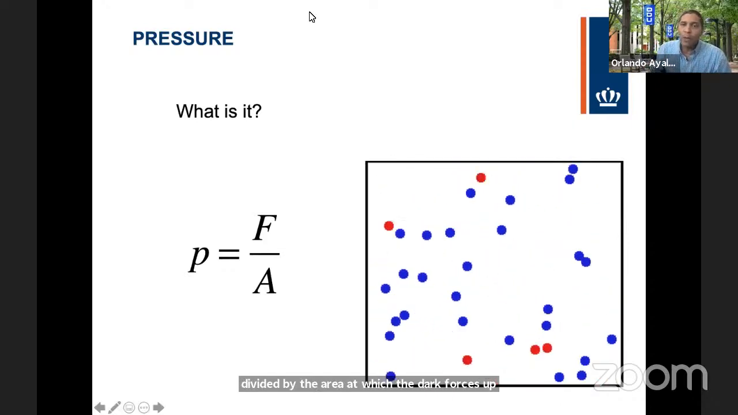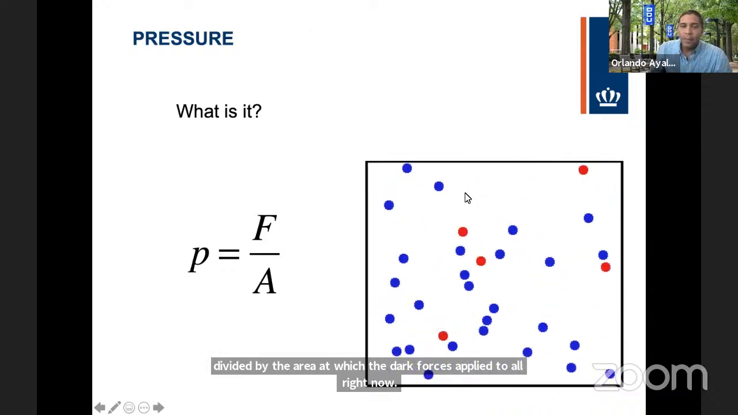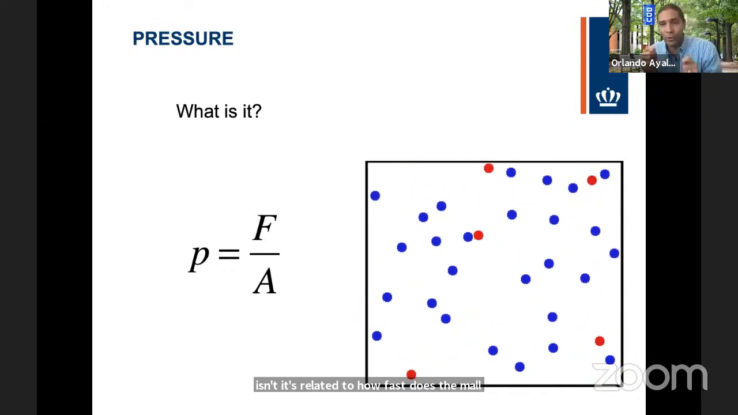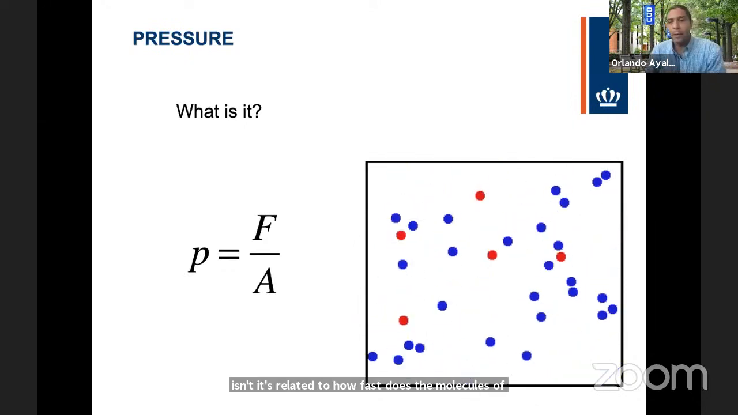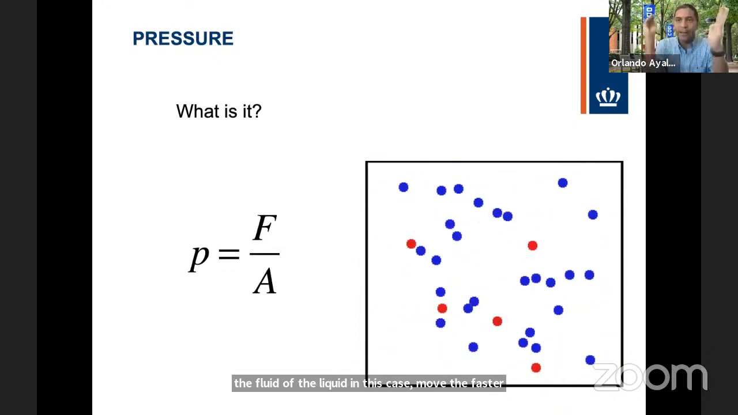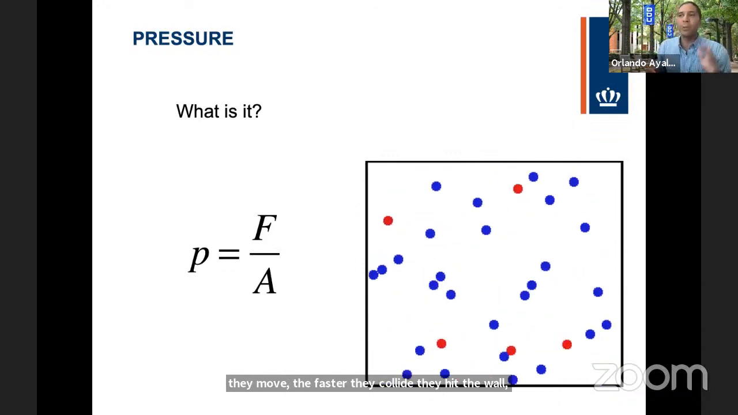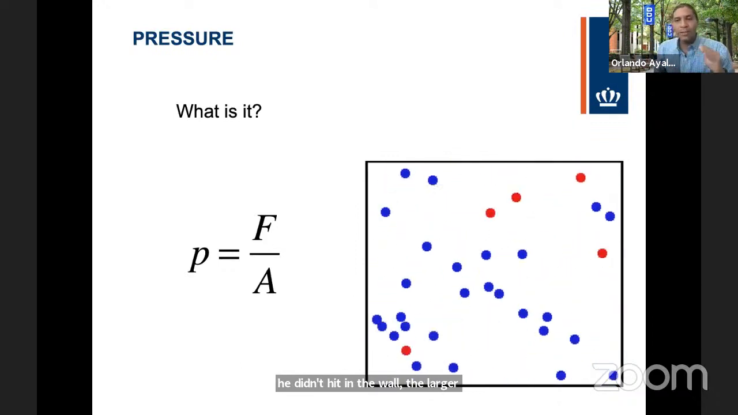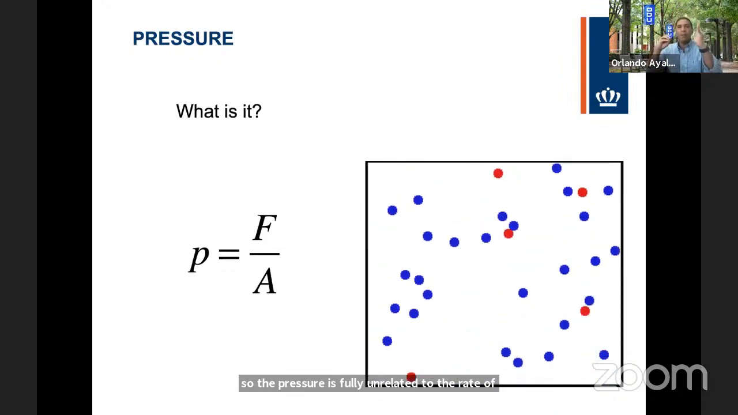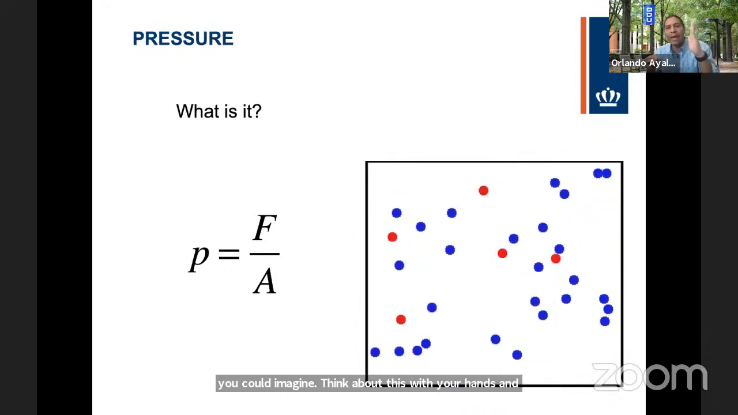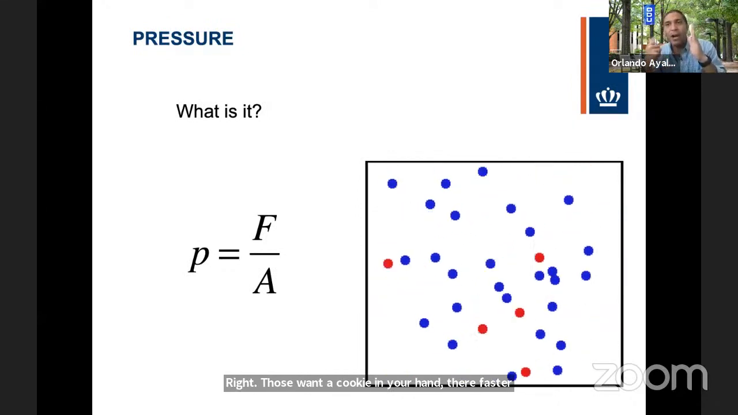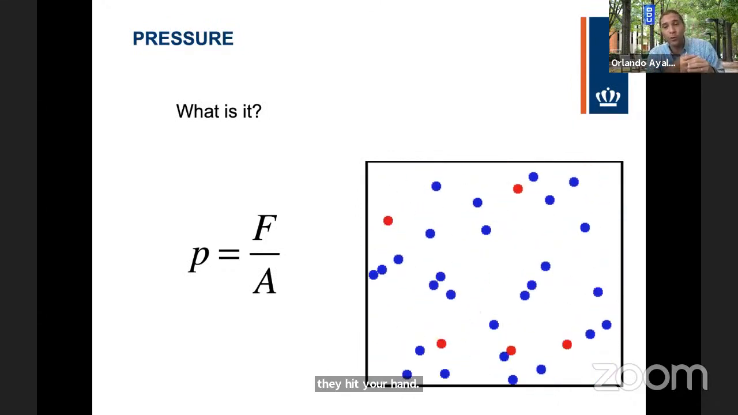Now, very quickly, the value of pressure is related to how fast the molecules of the fluid, of the liquid in this case, move. The faster they move, the faster they collide, they hit the wall, and the larger the pressure. So the pressure is fully related to the rate of collision, how fast those molecules collide. And as you could imagine, put your hands out and imagine molecules hitting your hand, right? The faster they hit your hand, the larger the pressure you are supposed to feel on your hand, okay?